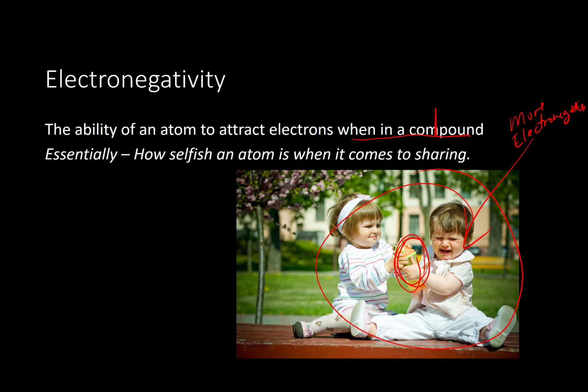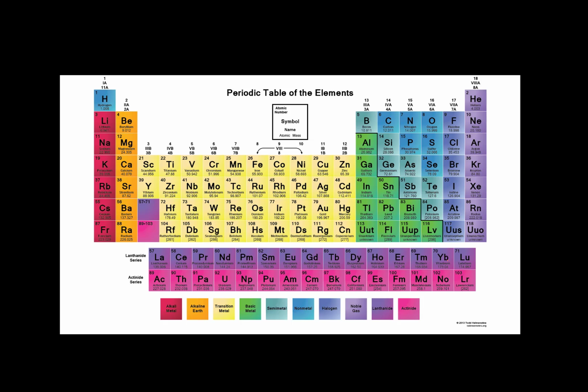So when atoms are sharing electrons, whichever one pulls that electron closer to its side is the most electronegative. Essentially, as I say here, electronegativity is how selfish an atom is when it comes to sharing. The atom that pulls the electron to its side is the most electronegative. Let's look at the trends here.